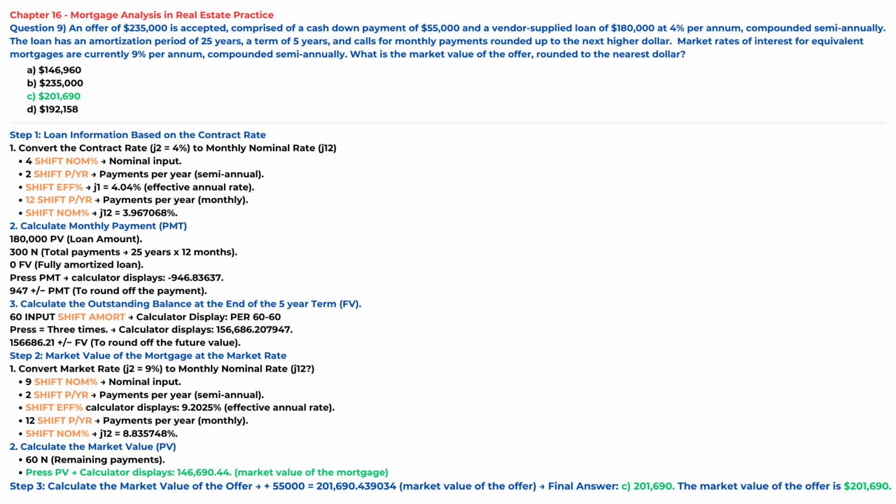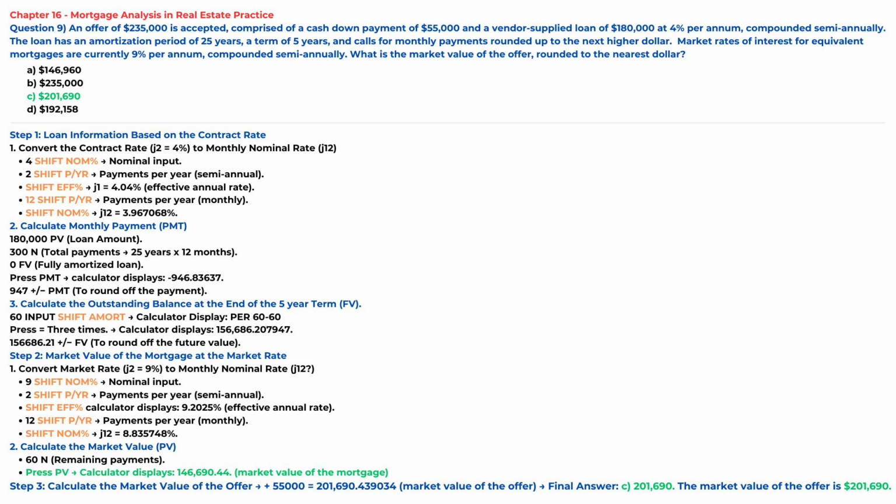Question 9. An offer of $235,000 is accepted, comprised of a cash down payment of $55,000 and a vendor-supplied loan of $180,000 at 4% per annum, compounded semi-annually. The loan has an amortization period of 25 years, a term of 5 years, and calls for monthly payments rounded up to the next higher dollar. Market rates of interest for equivalent mortgages are currently 9% per annum, compounded semi-annually. What is the market value of the offer, rounded to the nearest dollar?